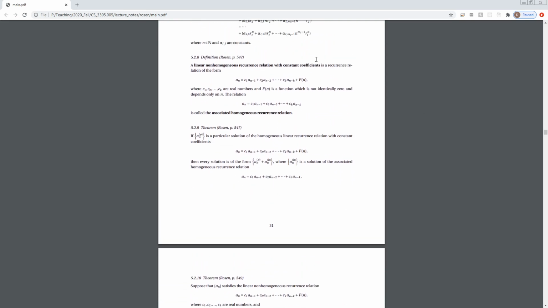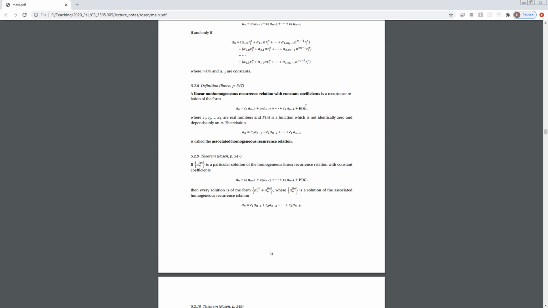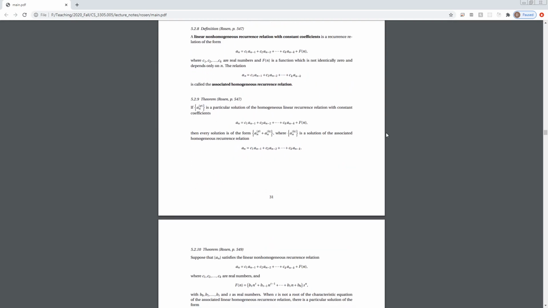All right, so what happens if we have some extra junk? So we have the homogeneous case, and then we have something that just sits out there and depends only on n. Then we split it up. We look at the associated homogeneous recursive relation, and we find a solution for that, and then we deal with the particular case of f of n.